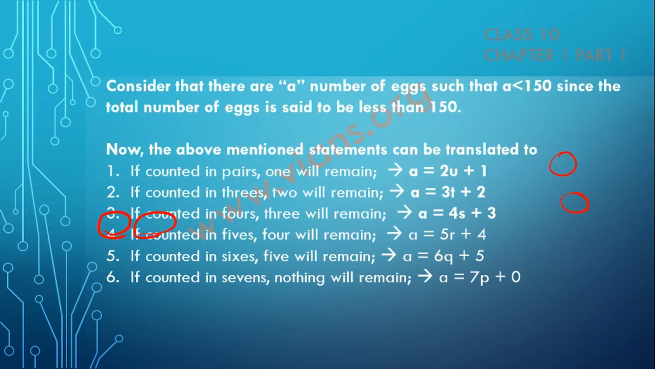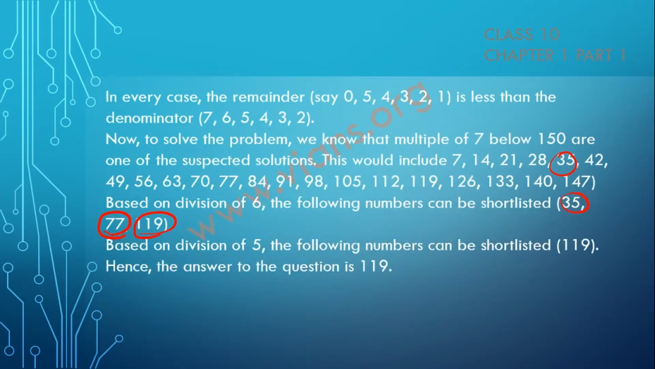And then the next thing we hear is, if counted in 5s, 4 will remain. So out of these 3, what are those numbers that when counted in 5s leave 4? That's just 119. If you count 35 in 5s, 0 would remain. If you count 77 in 5s, 2 would remain.